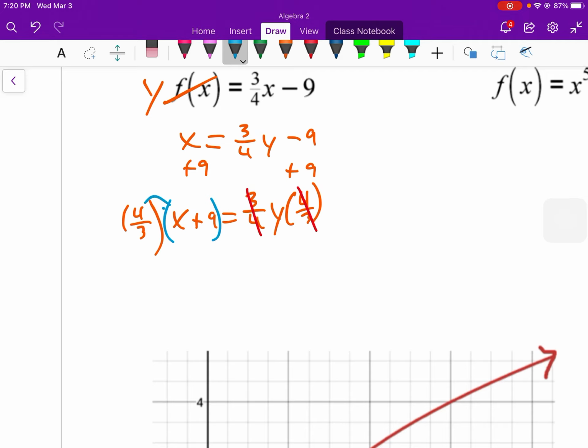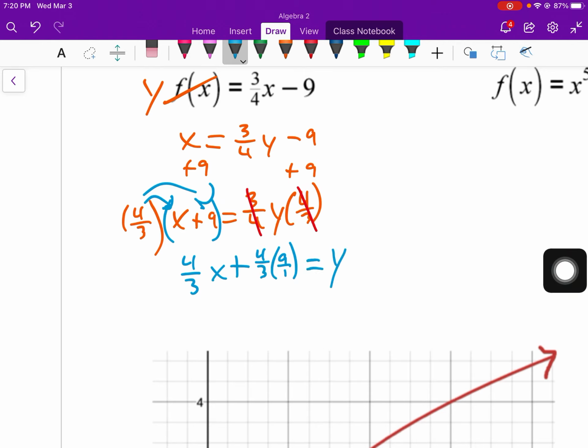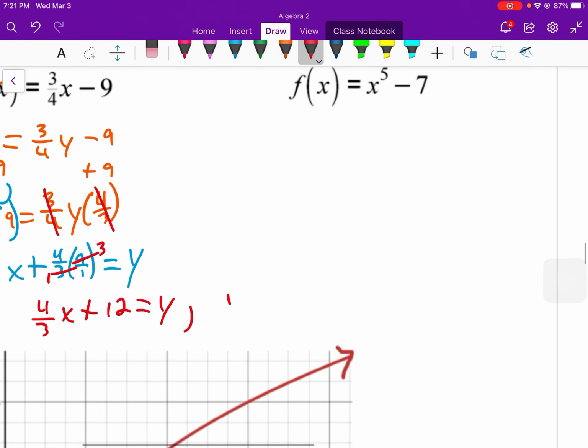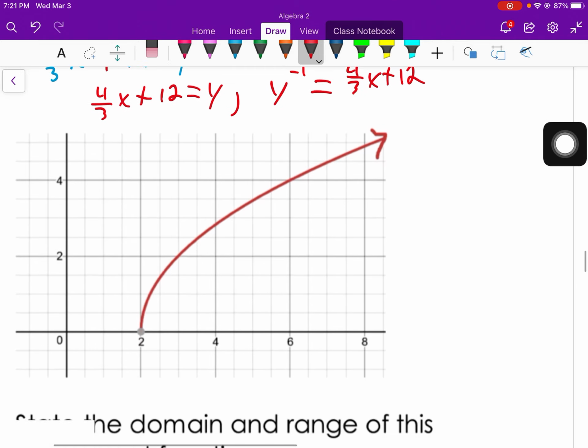And we can distribute this to both pieces here. So we have 4/3 x plus 4/3 times 9 over 1. I could have just written 9, but I'm trying to emphasize that we multiply straight across with fractions. We can simplify this here to 3 over 1. So that's 4/3 x. In the numerator, it would be 4 times 3, which is 12. And then finally, that is my inverse, so we need to write y inverse equals 4/3 x plus 12. I'm going to leave this one.